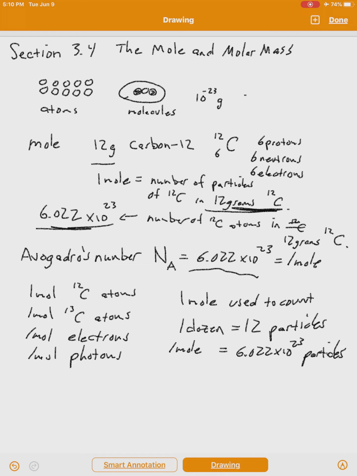Section 3.4, the mole and the molar mass. So make sure that as you do these sample problems, you keep in mind that the primary goal of this section, aside from understanding where these numbers come from, is to be able to do the mass to mole to number of molecules conversions.